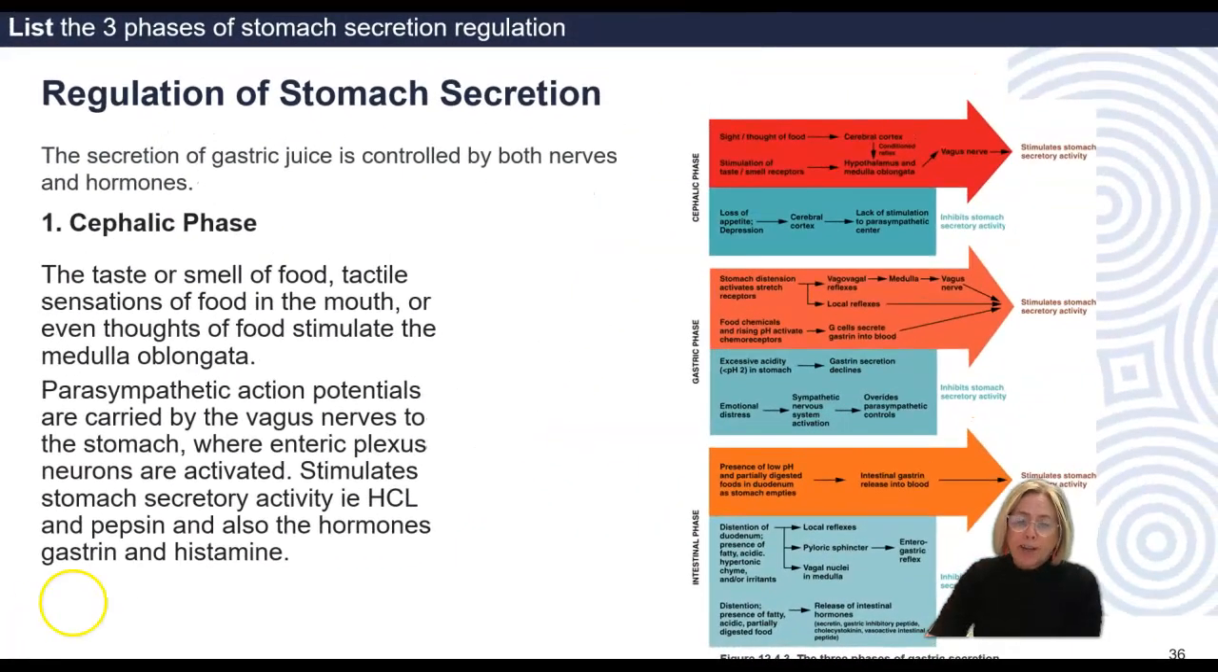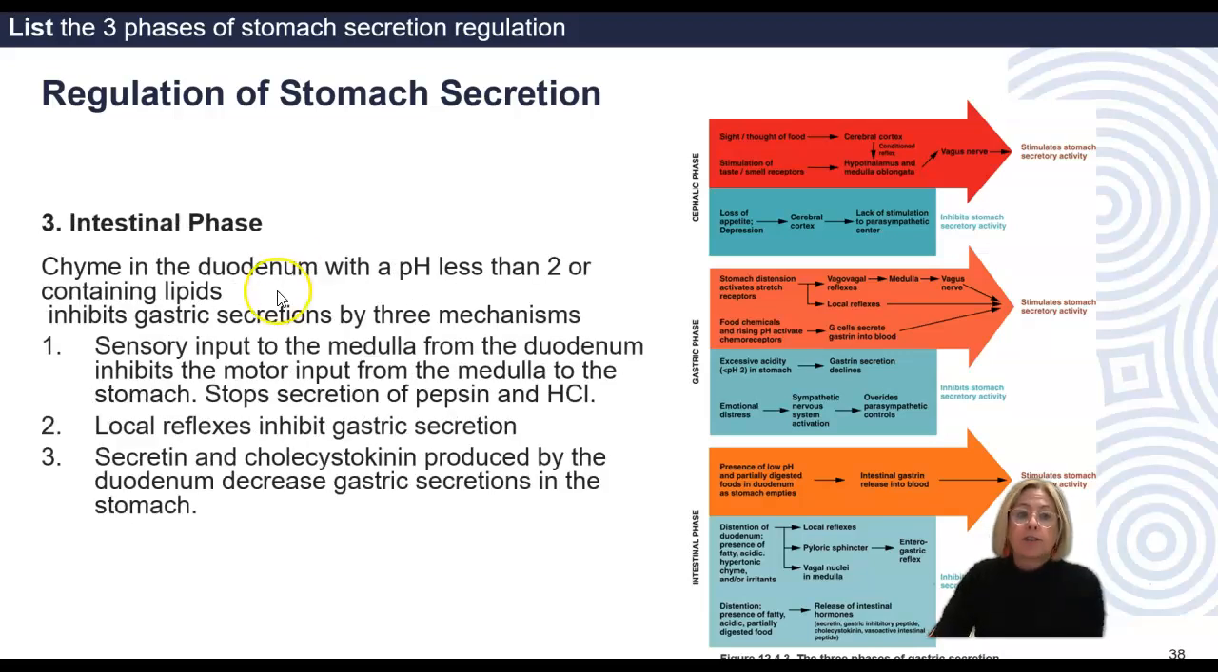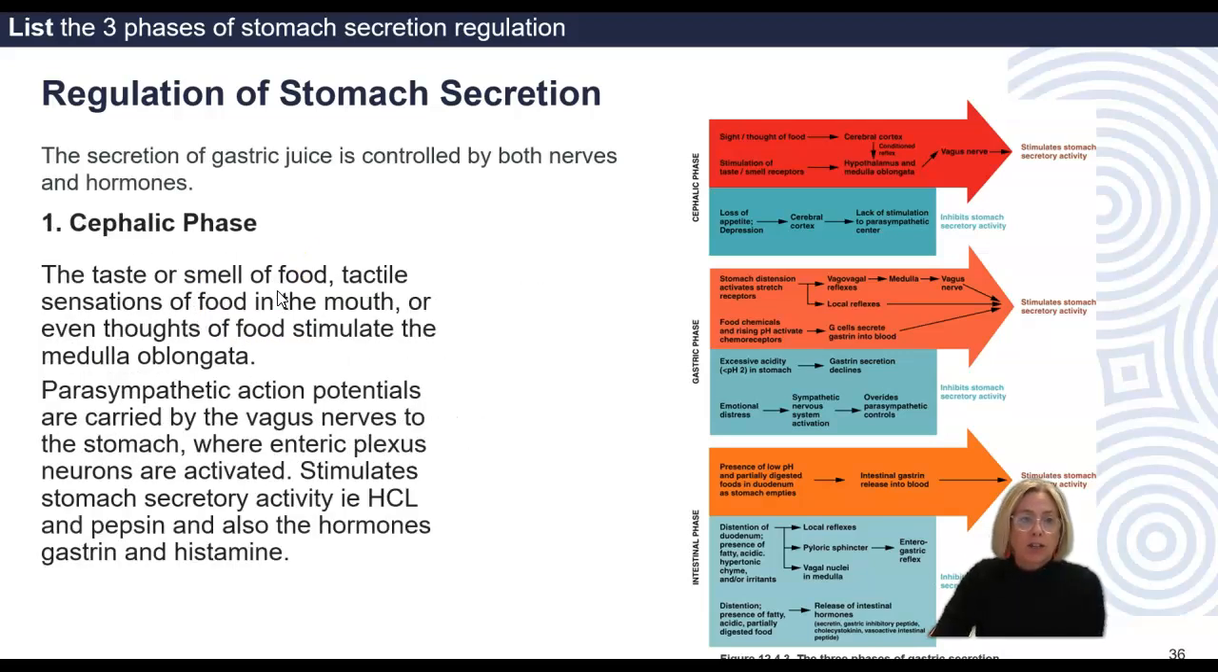Okay, we're going to briefly look at the regulation of stomach secretion. Now, we don't think it's necessary for you to remember all of the details of this, but just to understand that there is a cephalic phase, there is a gastric phase, and there is an intestinal phase. So let's just go back here.